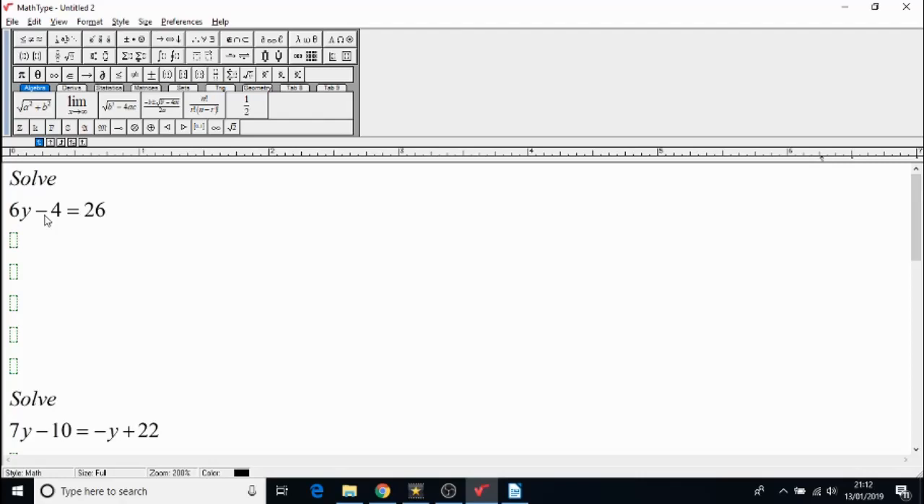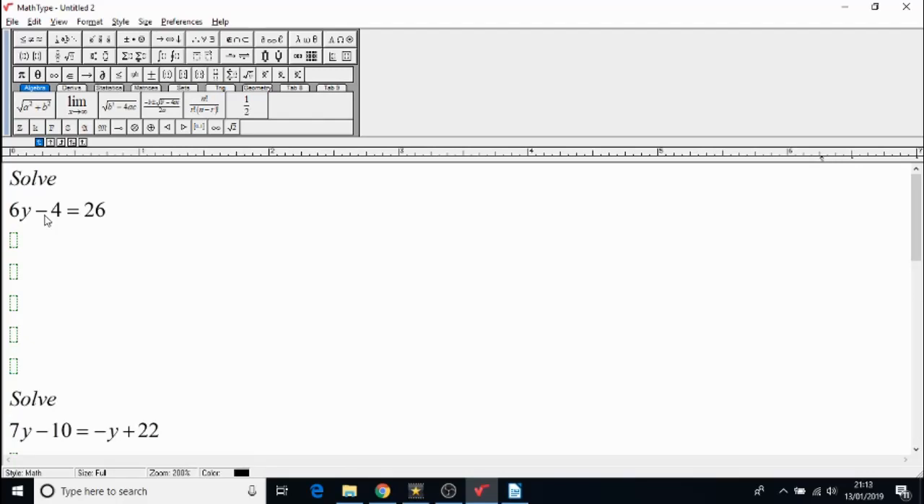Let's look at this first example of a linear equation. 6y minus 4 equals 26. A linear equation is used to find out an unknown quantity. That's why it can be applied to represent real life problems. So for example, y is the unknown quantity. So here, trying to solve 6y minus 4 equals 26 is another way of saying find y. Get y, make y the subject, get y on its own.